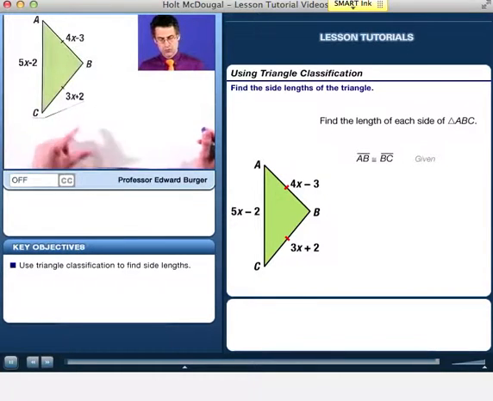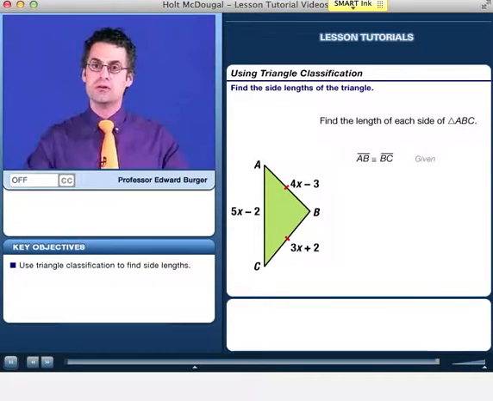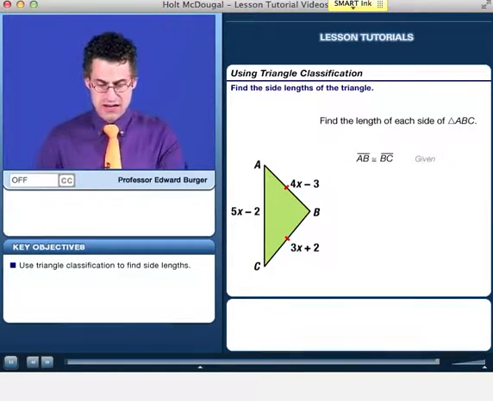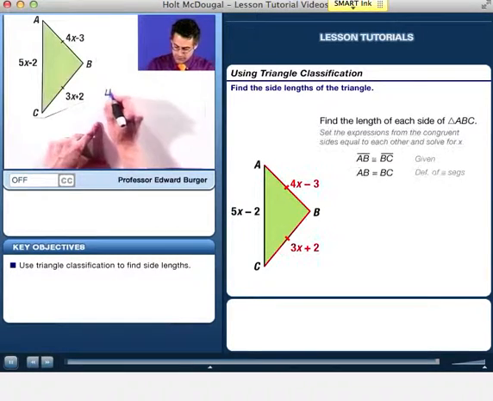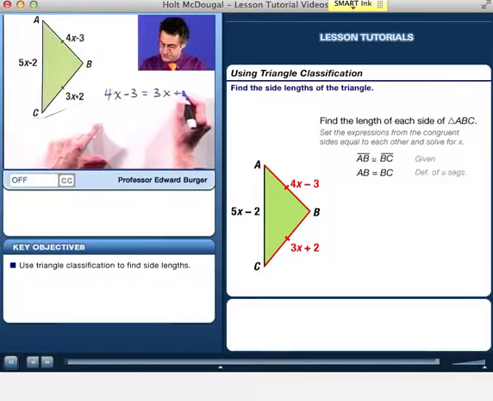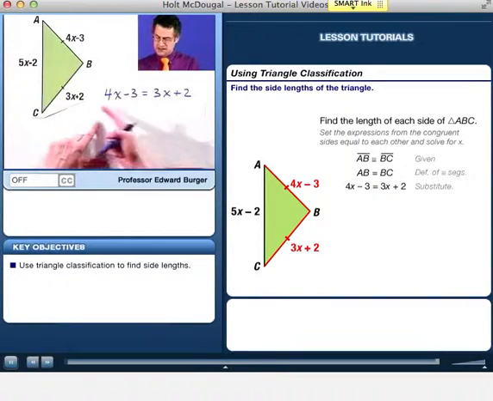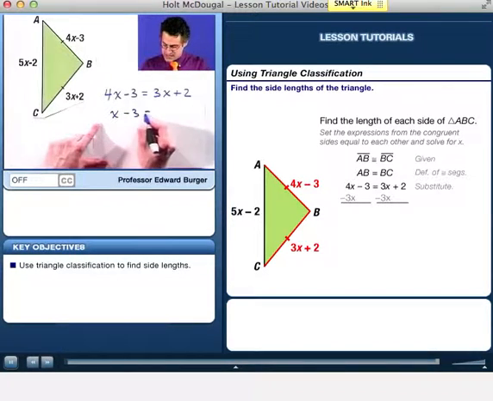How do we proceed? Well, since I know that this length is equal to that length, that leads to an algebraic equation, namely 4x minus 3 equals 3x plus 2. And I can now solve this. If I subtract 3x from both sides, I see x minus 3 equals 2. And if I add 3 to both sides, I see x equals 5.